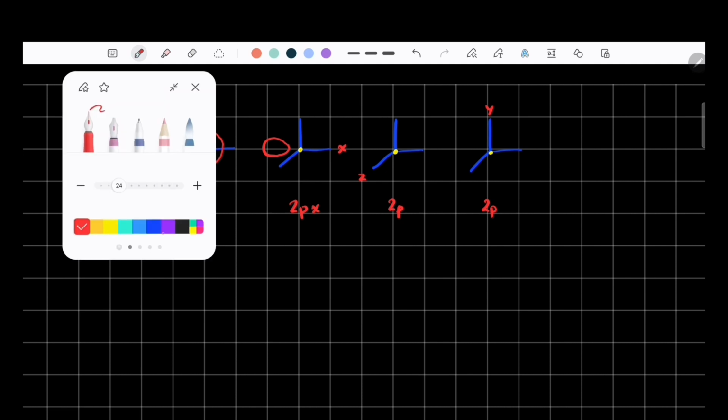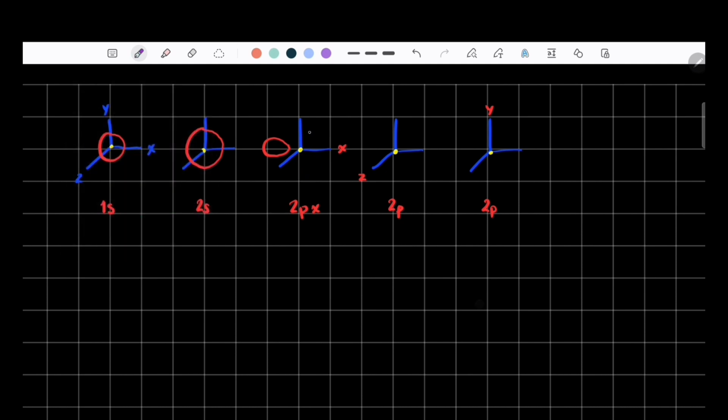And these p orbitals have two separate lobes. So I'm going to draw in the other half of the lobe in purple here. Okay. Now you have to remember that both of these lobes are the same orbital. They're just two separate lobes, like two separate regions, two separate areas where you're going to have the highest probability of finding an electron.